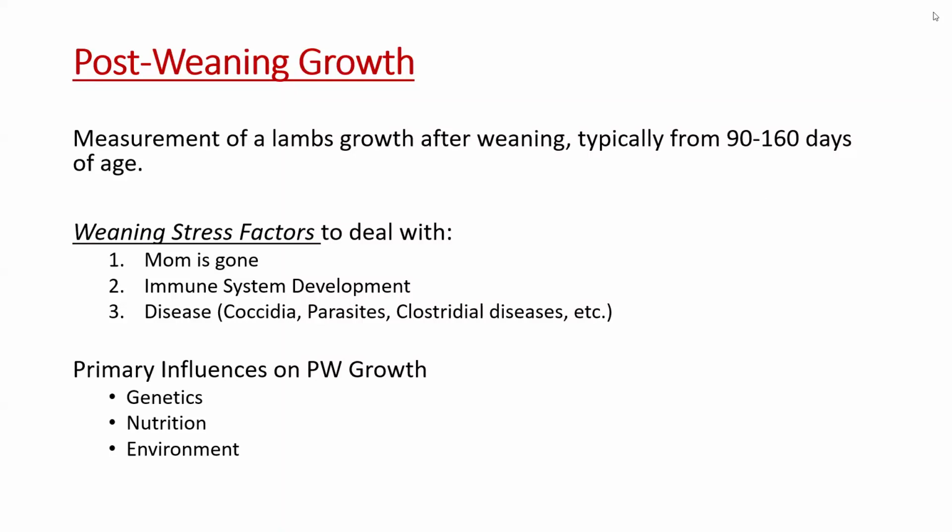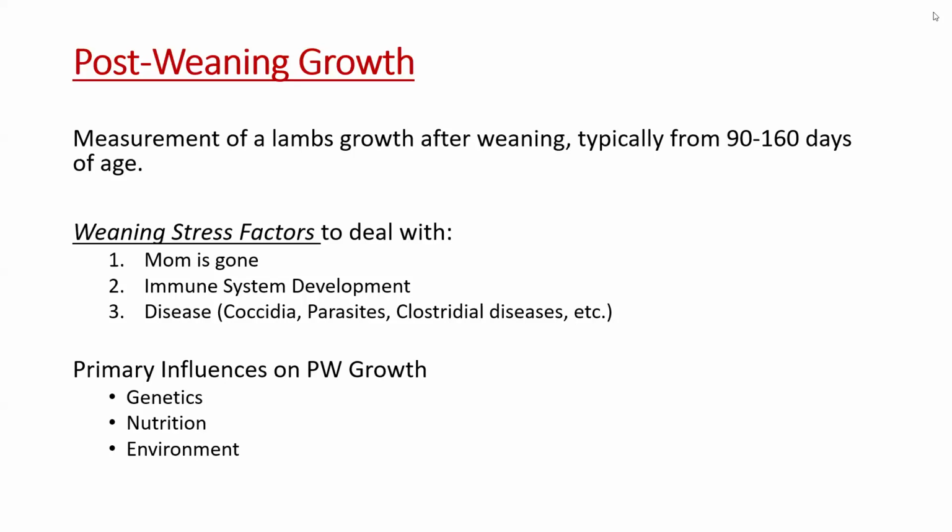So as far as measuring this post-weaning growth, key thing you need to remember here, weaning is a big stress on these lambs. You're taking mom away, they're getting out of their daily routine that they've known for their entire life. So it's a huge stress factor. If their immune system is not fully developed at this point, which it hasn't, stress is going to induce a lot of other problems. Where are they? What kind of diseases are they exposed to? Is there coccidia around? Are there parasites around?